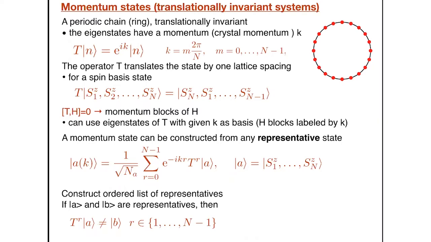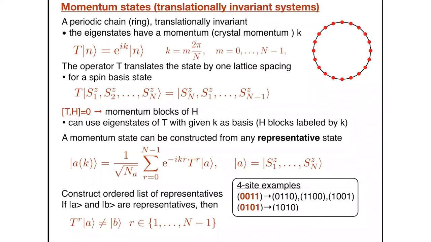But there's one little twist here. When you translate your state, potentially, if the state has a certain periodicity, you can come back to the one you started from. So I show some examples here. If you take the four-site example, and two of these basis states that we talked about before, this one is what I call the representative. And why do we call it the representative? Well, because it sort of represents this whole group of four translated spins.